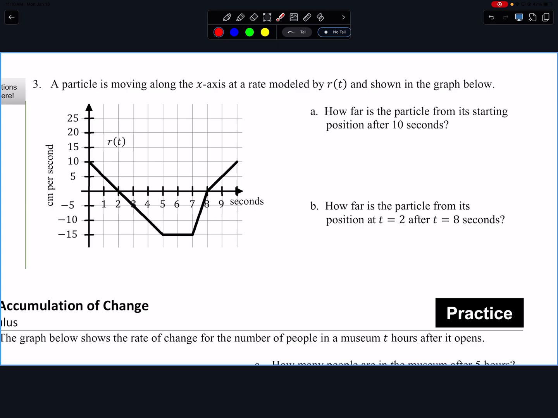So there's not one right way to do this. Break it up into little areas that make sense. So this is a triangle, obviously, right? Here, I'm going to break this up into a triangle, a rectangle, and then a little triangle. And then here I have another triangle.